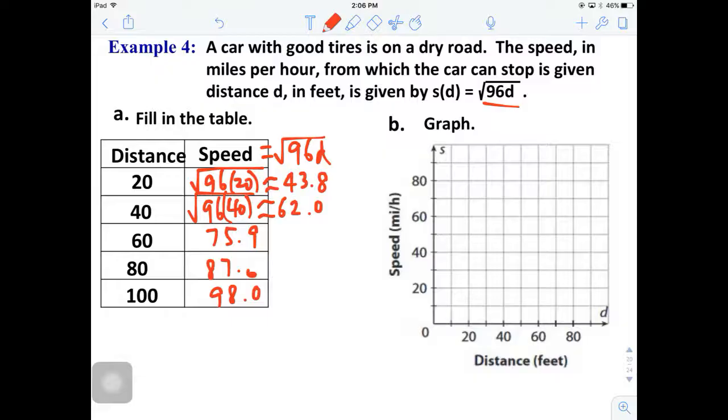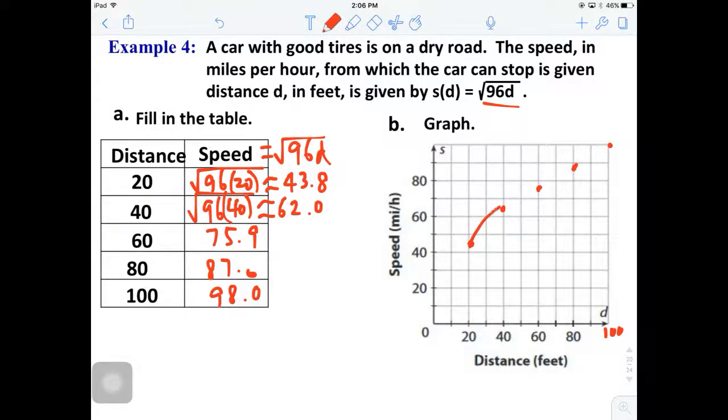Next, we're going to graph this. What does it look like? So at 20, it's going to be 43.8, which is about right there. At 40, it's going to be at 62. At 60, it's going to be 75. Something like there. And then at 80, it's going to be at 87. And then at 100, it's going to be 98.